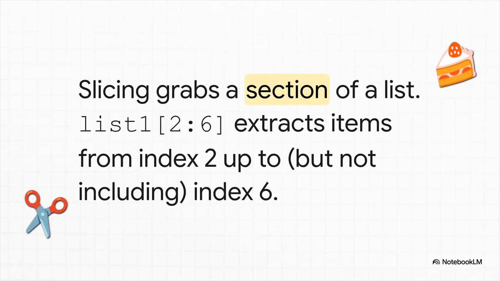And one of the coolest power tools is called slicing. Instead of just grabbing one tool, slicing lets you grab a whole chunk of your list all at once. You just tell it where to start and where to end, and it hands you a brand new list with just that section. It's absolutely essential when you start working with real data.